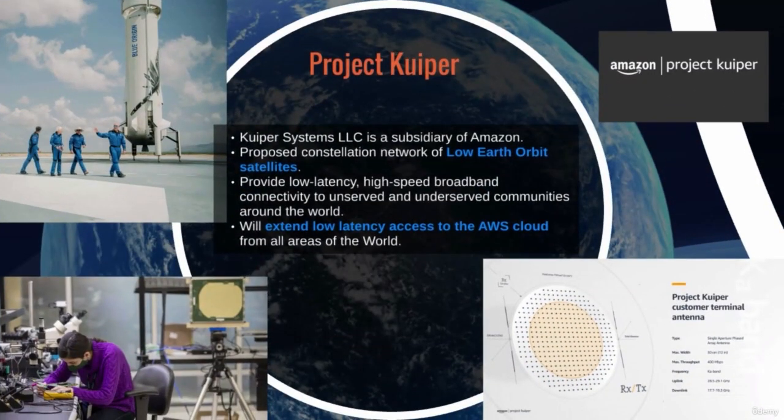Kuiper Systems, which is a subsidiary of Amazon, will be launching a proposed constellation of low Earth orbit satellites, delivering high-speed internet via high-performance customer terminal antennas. AWS, and of course other competitors such as SpaceX's Starlink, will provide high-speed, low-latency internet connectivity to unserved and underserved communities around the world.